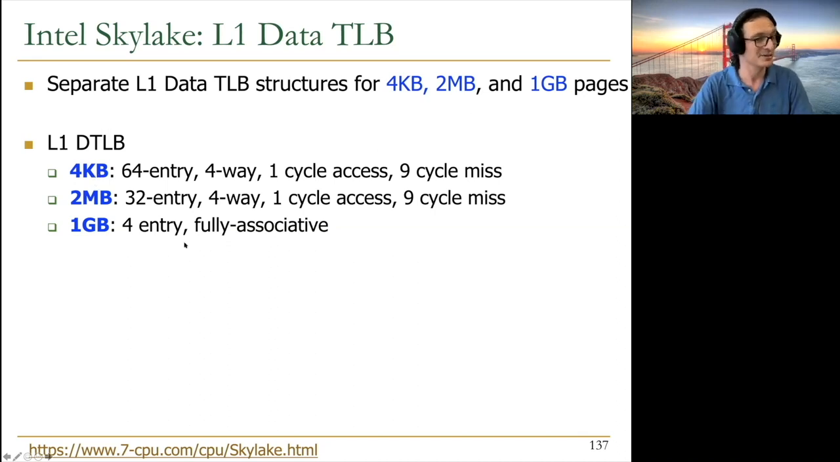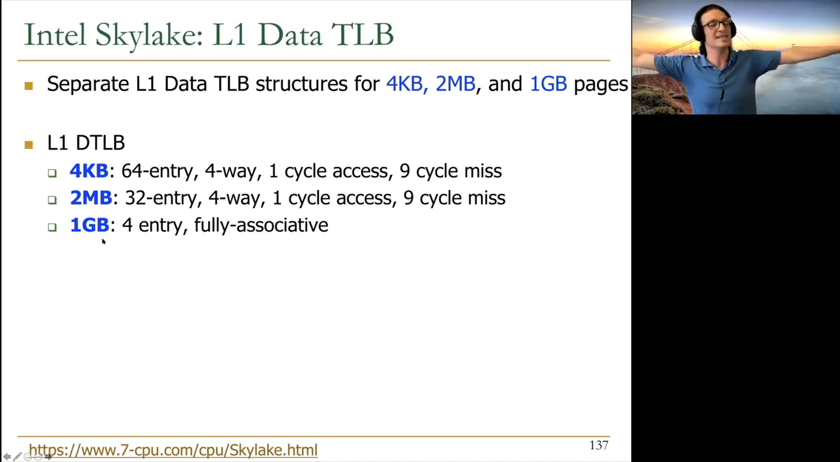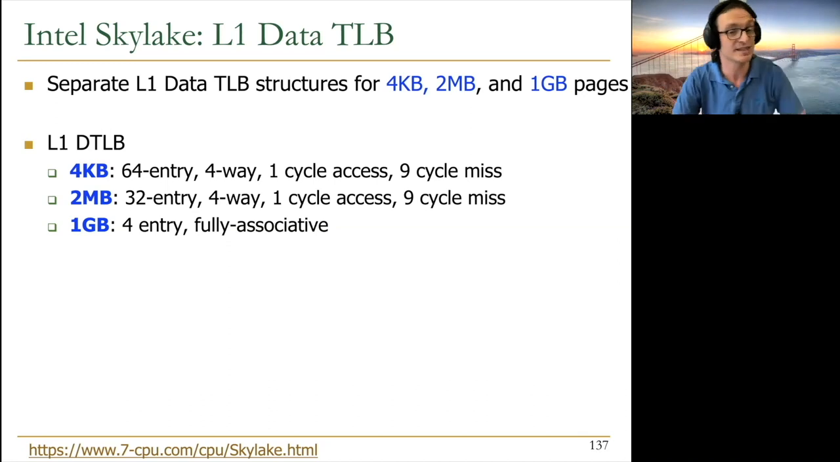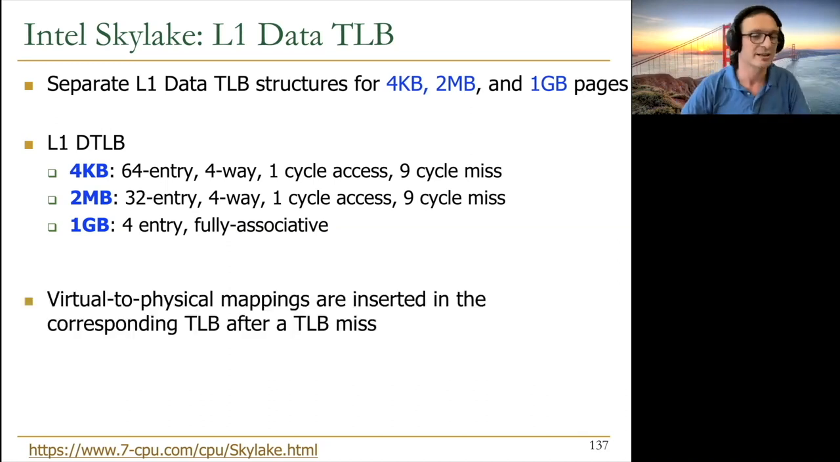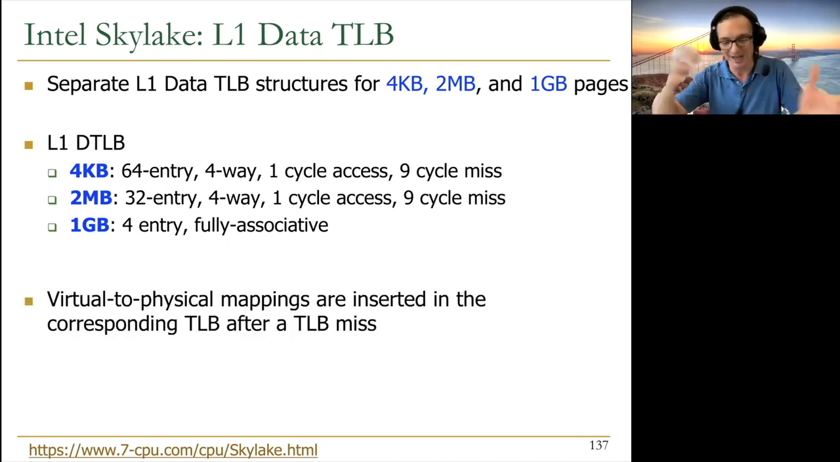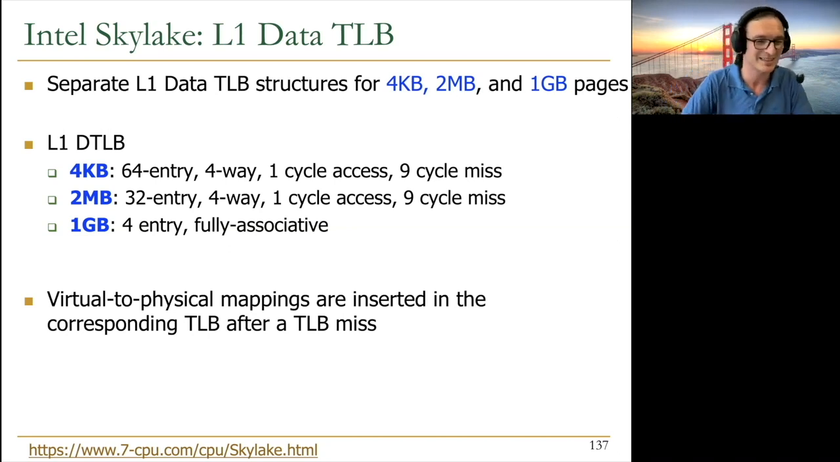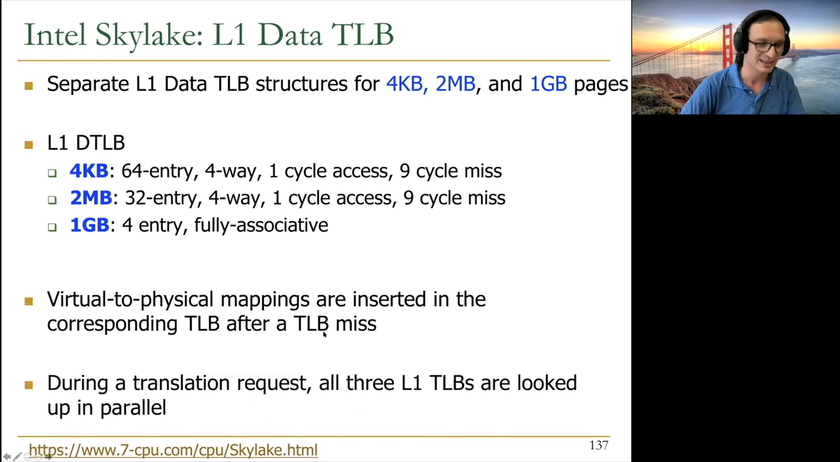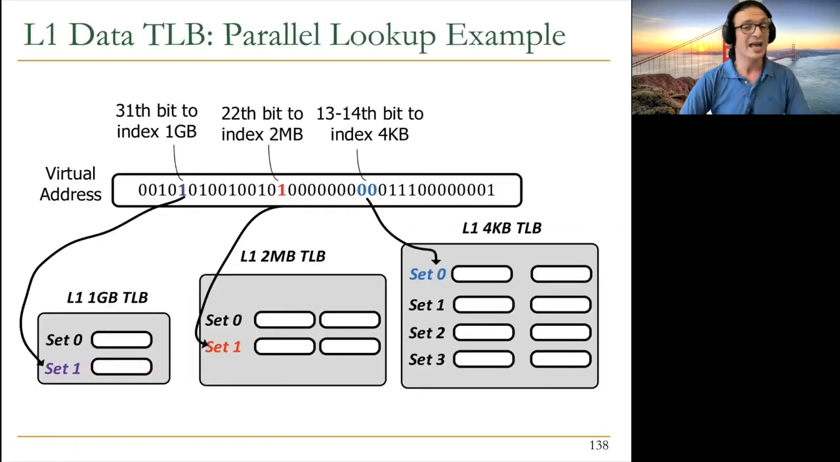That's too bad. So this TLB is actually quite powerful. Even though it has fewer entries, it's very powerful because it really spans a 4 gigabyte portion of the virtual memory, I should say, but also physical memory, if you think about it from that perspective, right? And virtual to physical mappings are inserted into the corresponding TLB after a TLB miss, clearly. And during a translation request, all 3 L1 TLBs are looked up in parallel. So now you can see that it's complicated, and having multiple page sizes clearly complicates the picture.